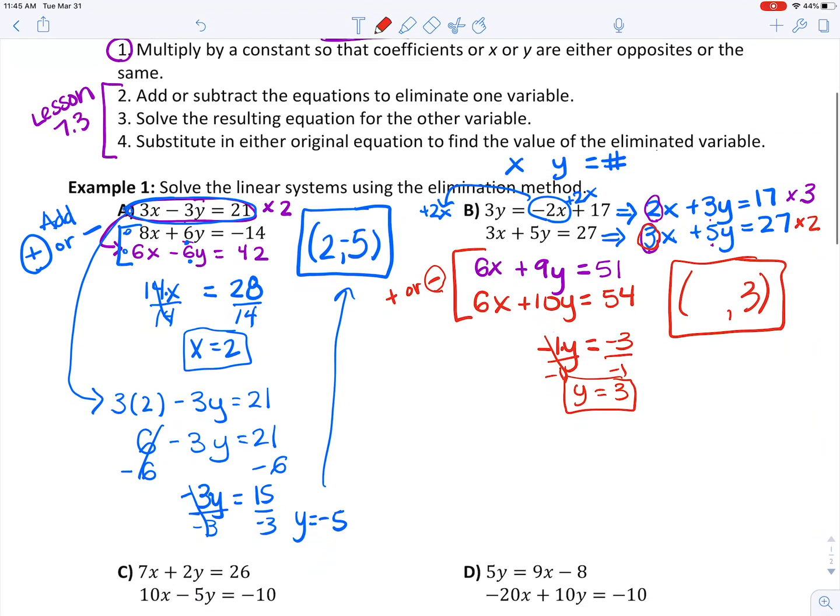All right, we still need to find x, just like before. I can plug it into any one of my equations. It doesn't matter which one. I'm going to plug it into this one right here. So we have 3x plus 5y equals 27, and we said that y was 3. If we just plug that right into y, 5 times 3 is 15.